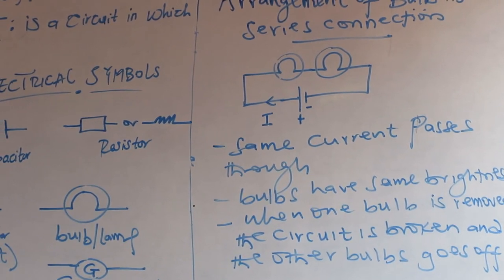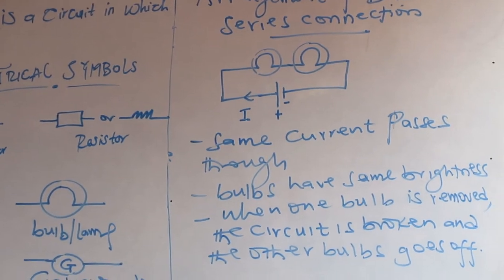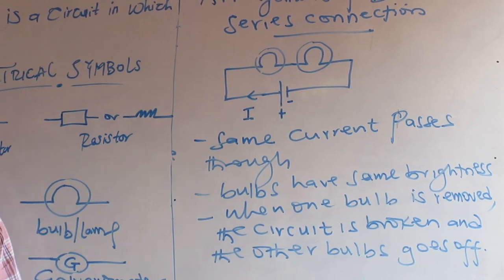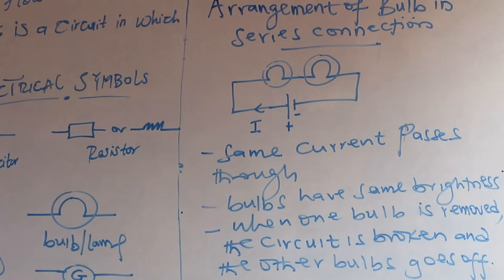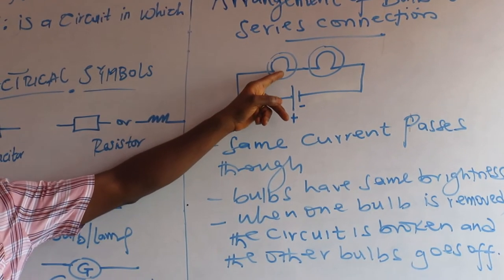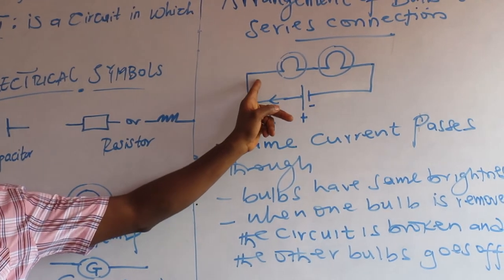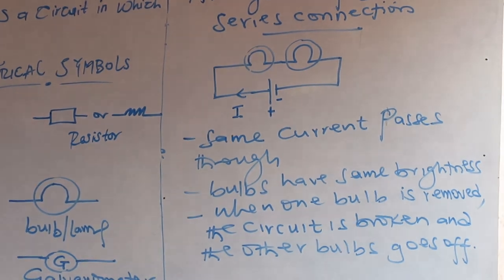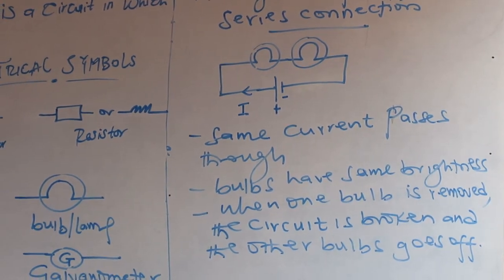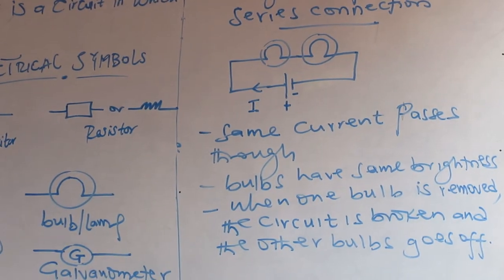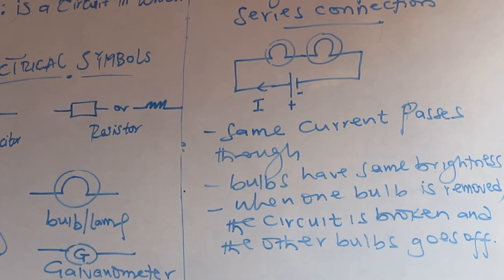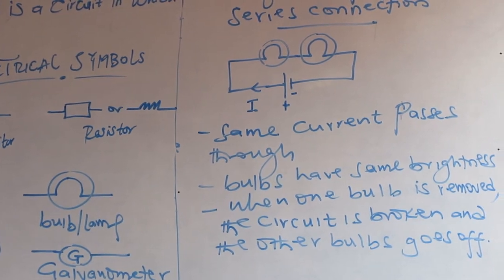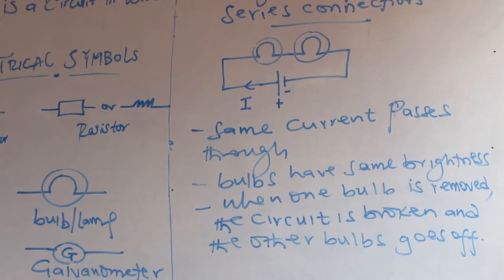You believe that? Good. Now, when one bulb goes off, the other goes off too. The circuit is broken, right? In which way? When this is broken, this one will not come on because the current will cease to flow. The circuit is broken. So is it good to do arrangements in series in house wiring? That is something to think about, right? Good. So when one goes off, the other will not come on. Wow. So it means we have to use another form of connection, okay?